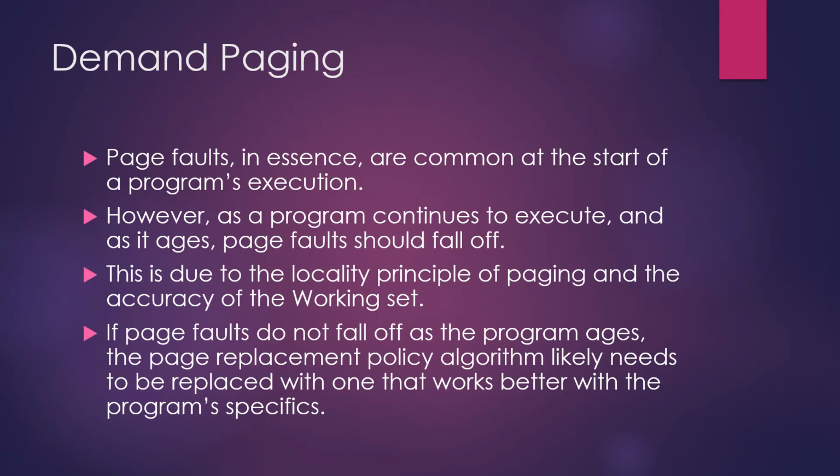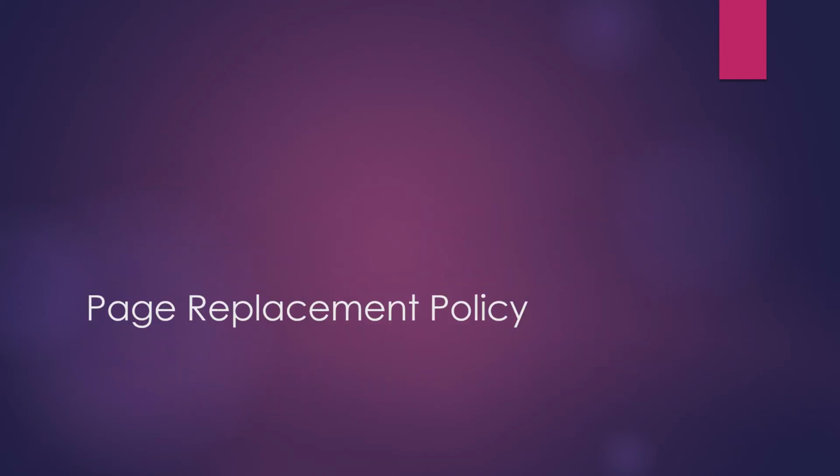Now, page faults in essence are common at the start of the program's execution. However, as it continues to execute and as it ages, page faults should fall off. This is due to the locality principle of paging and the accuracy of the working set. That idea being that programs often refer to the same set of pages consistently as they age or as they go on. If they do not fall off as the program ages, then the page replacement policy algorithm likely needs to be replaced with one that works better for that program's specific execution. We'll get into that a little bit.